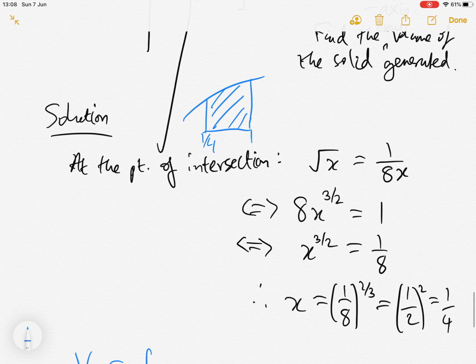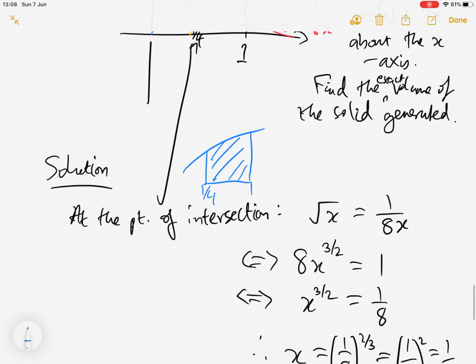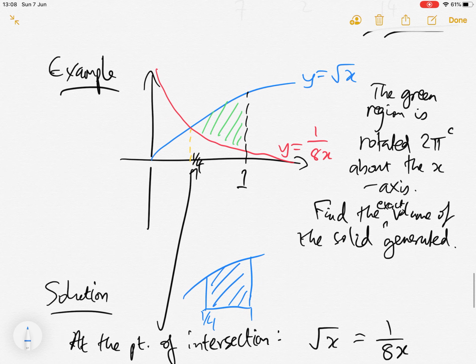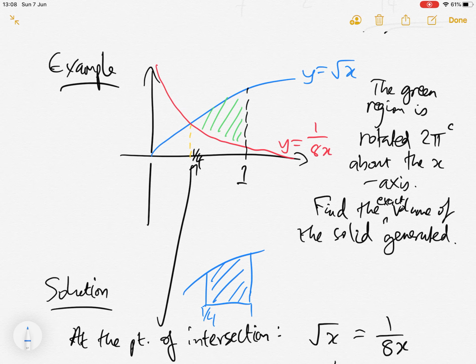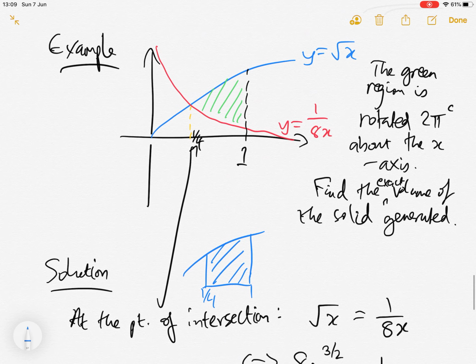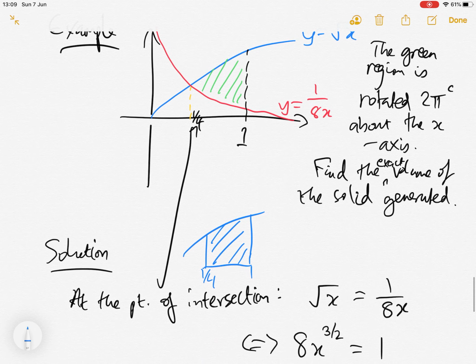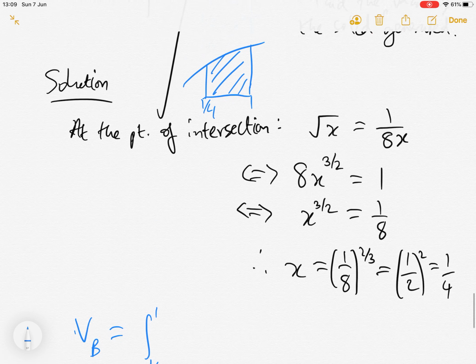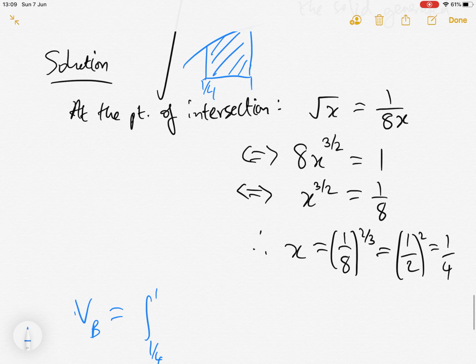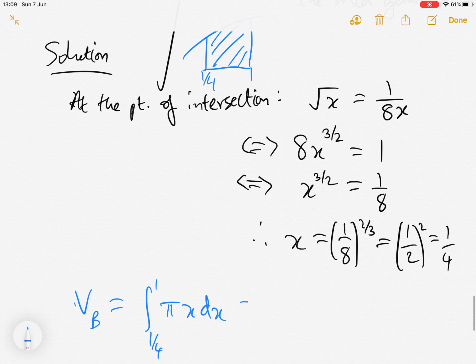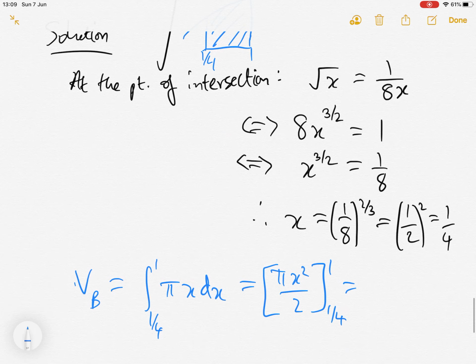So this is going to be the integral between 1/4 and 1 of, again, pi y squared dx. Notice the surface formed is part of a paraboloid, because y equals root x is a parabola, or, well, half of a parabola. So this is pi x dx, because root x squared is x. So this is pi x squared over 2 between 1/4 and 1, which is 1/2 pi minus pi over 32, which is 15 pi over 32.